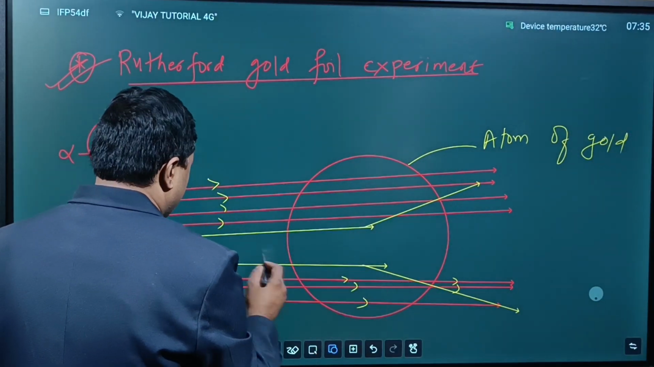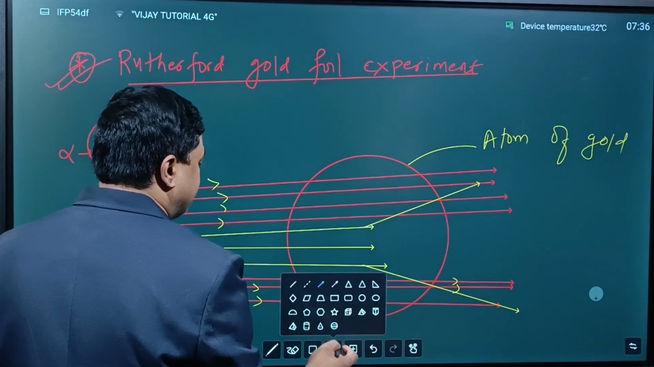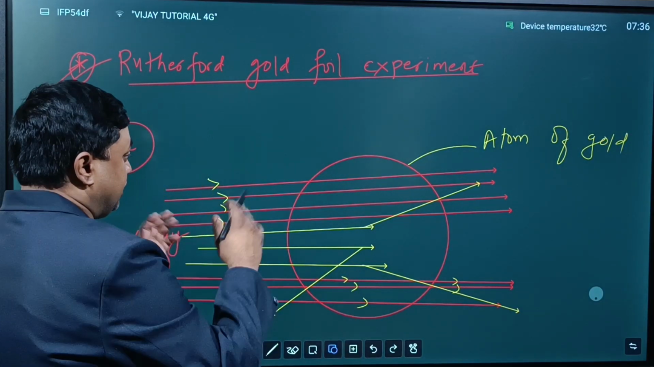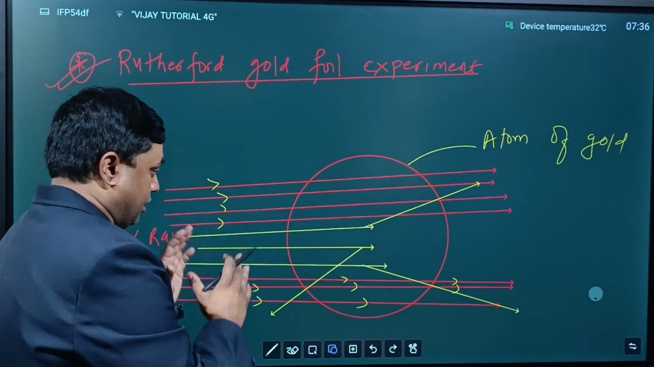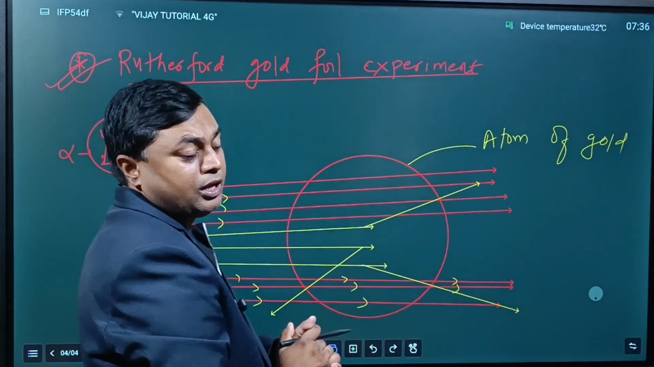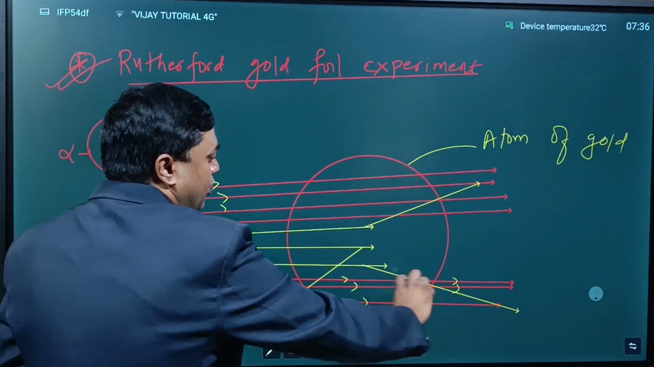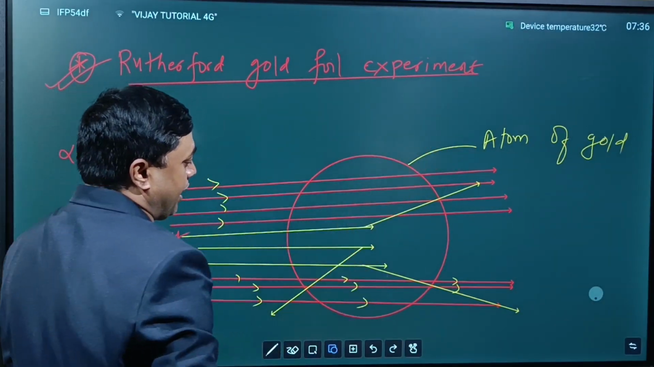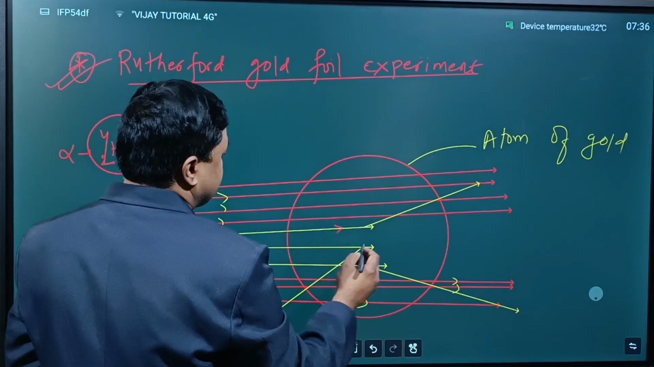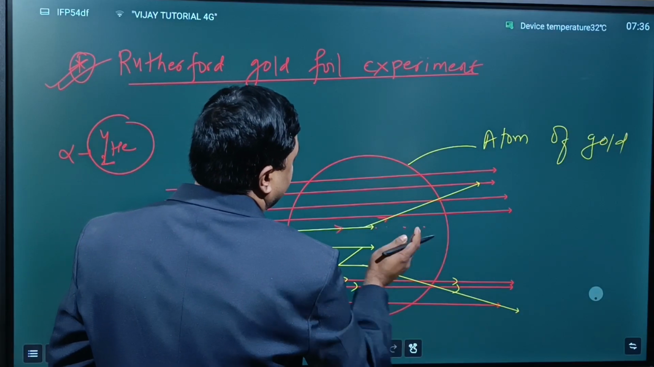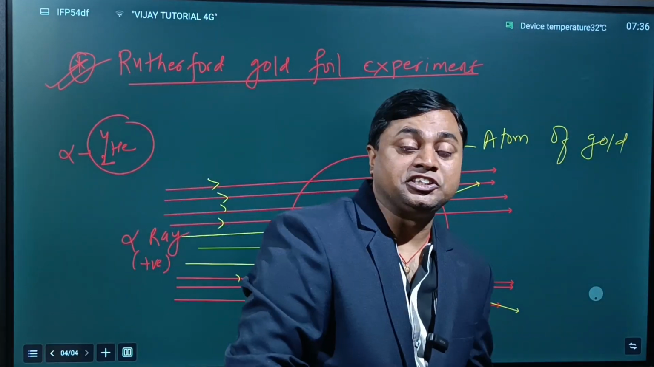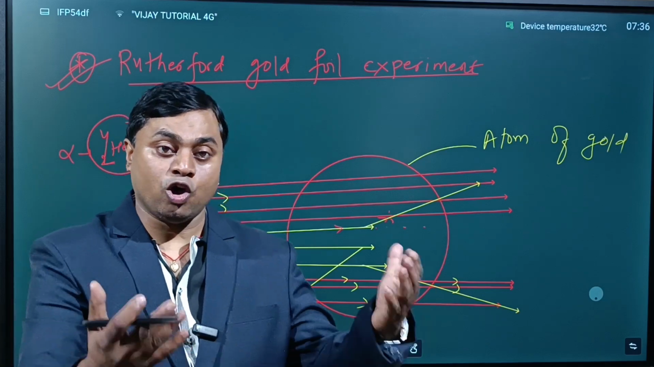It went like this, or suffered major deflection, we can say. It came back like this. So this is a rough diagram of the Rutherford gold foil experiment. He passed alpha rays through the atom of gold. He noticed that most of the alpha rays passed through the foil without any deflection. A few were deflected by small angles. This ray was supposed to go like this, but it deflected by a small angle. Here also, very few suffered major deflection, or one in approximately 20,000 bounced back.